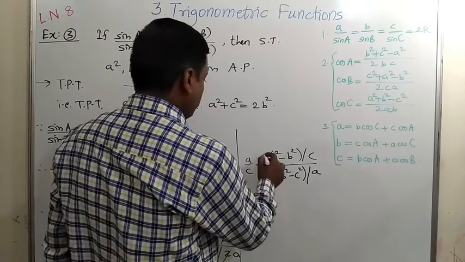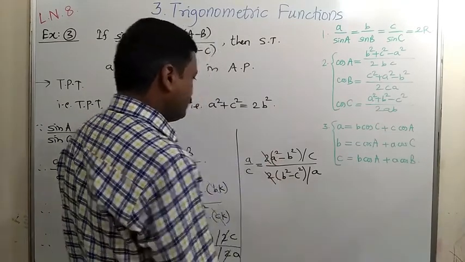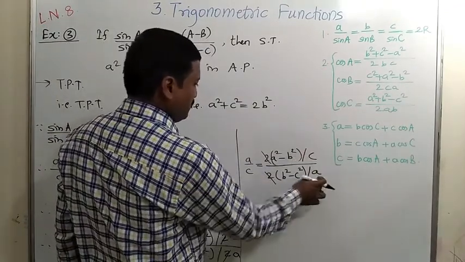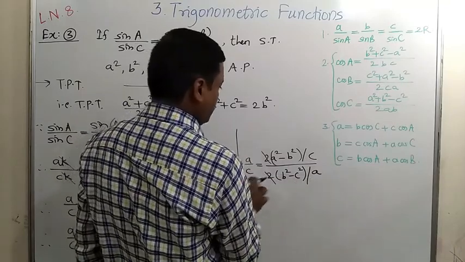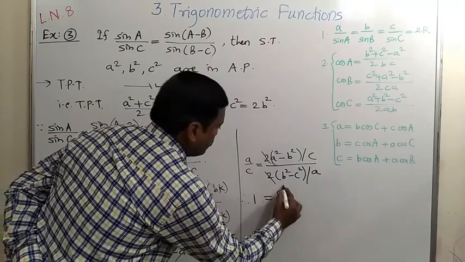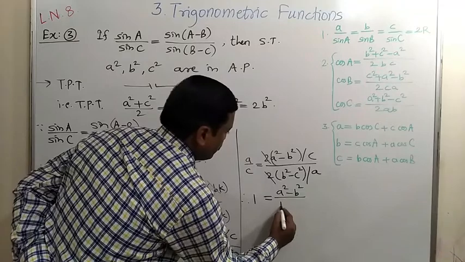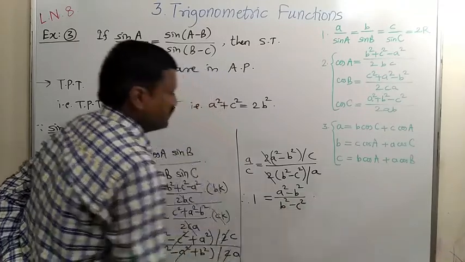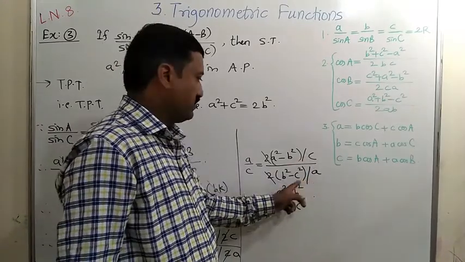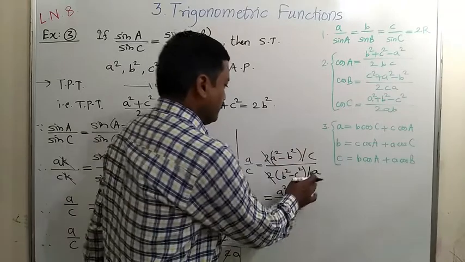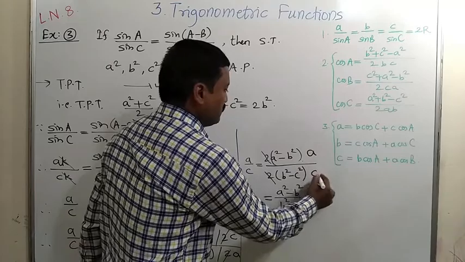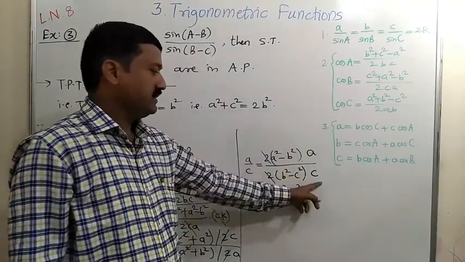Now this two get cancelled. This A is at denominator and C is at denominator, which cancel with these two. A will cancel with this A, C will cancel with this C. Therefore, we get 1 equal to A square minus B square upon B square minus C square. Is it clear? Because this A is the denominator of the denominator, so it becomes numerator. So this A will go to the numerator, and that C will come to the denominator. So cancelling this A and C, we get this one.